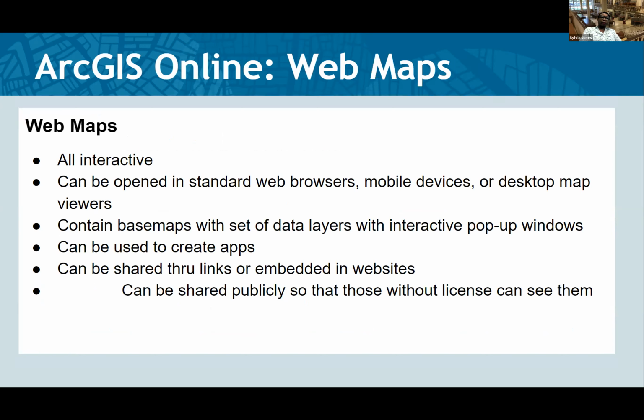So web maps, what are they? They're all interactive and they can be opened in standard web browsers or mobile devices or even desktop viewers. They contain the base maps with a set of data layers and they have the interactive pop-ups, okay? You can use web maps to create apps. And again, you can share them through links or you can embed them in websites. One of the common reasons why they're shared publicly is so that those without license to our JSON Line, for example, can actually just easily see them, okay?